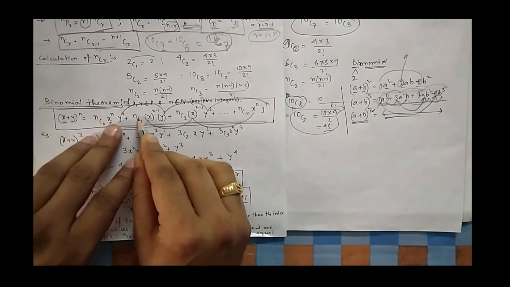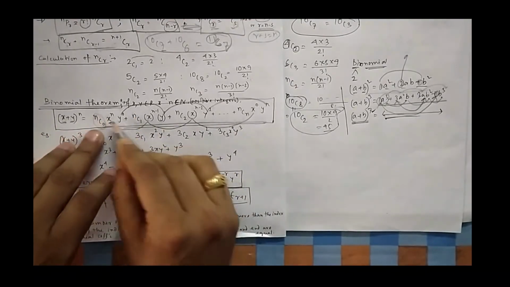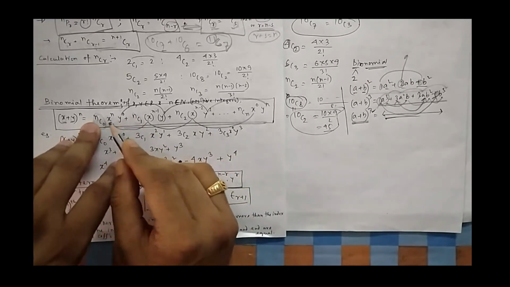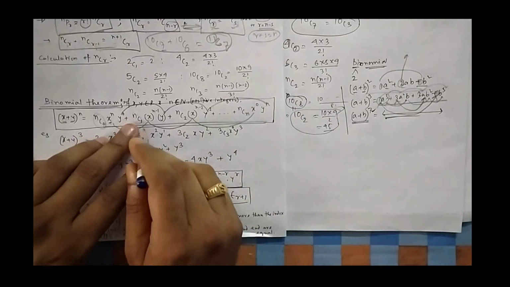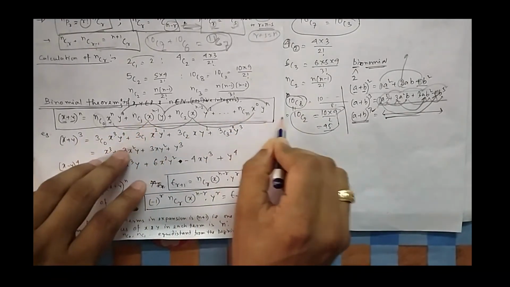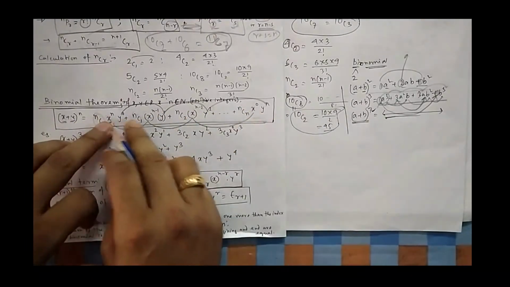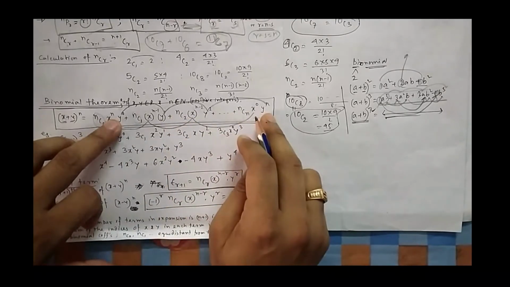N power will keep increasing, and these are known as binomial coefficients. nC0, nC1, sometimes written only as C0, C1, C2. The n remains hidden because n is understood to be on the upper side. So nC1, then the rest follows. This is a very easy formula to remember: nC0, then the power of x keeps on decreasing, and the power of y keeps on increasing.